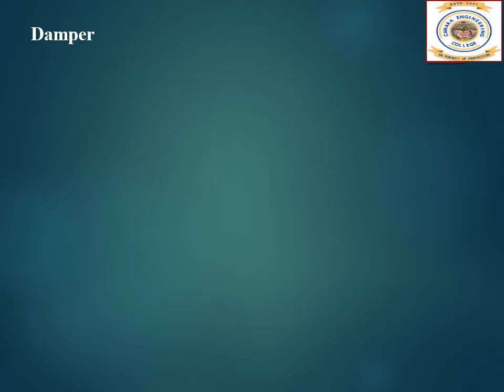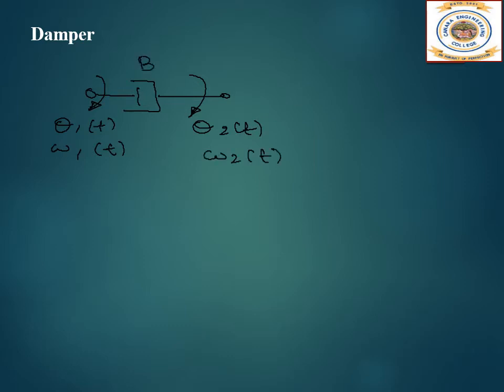Next is the damper. Whenever a body rotates in a medium, liquid or a gas, it is subjected to viscous friction. This produces damping. A damper or a dashpot, as what I have drawn over here, represents the viscous friction. The damping torque is proportional to the relative angular velocity. Here theta 1 of t is the angular displacement and omega 1 of t is the velocity. Here at this end it is theta 2 of t and omega 2 of t. This is given by B.